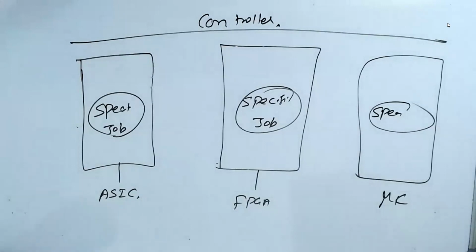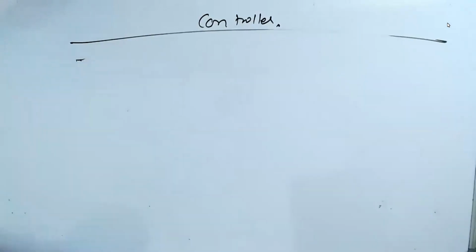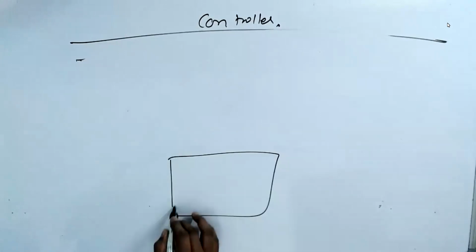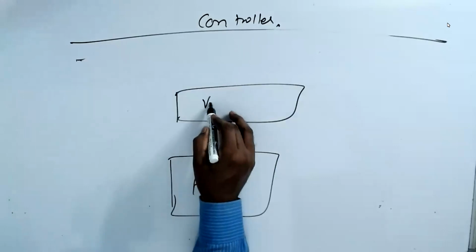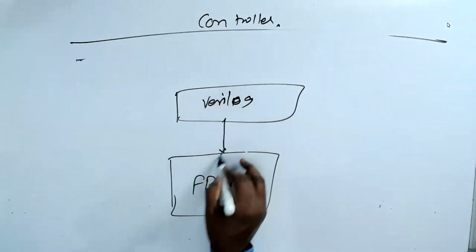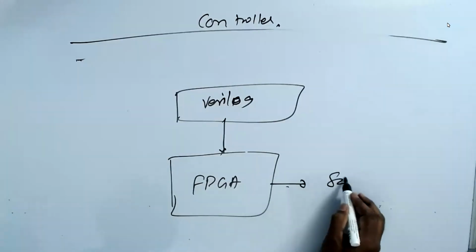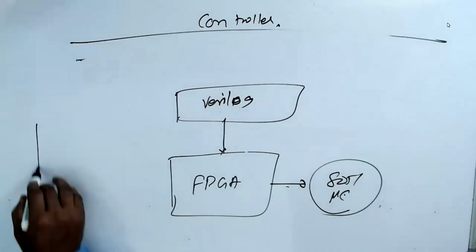FPGA can be used for any purpose. FPGA is a field programmable gate array. It has a lot of gates which you can use. I can build an FPGA microcontroller. I have an FPGA, I write a Verilog code, I download it, and I can convert this to the 8051 microcontroller. It will behave the same as if you buy an 8051 chip.